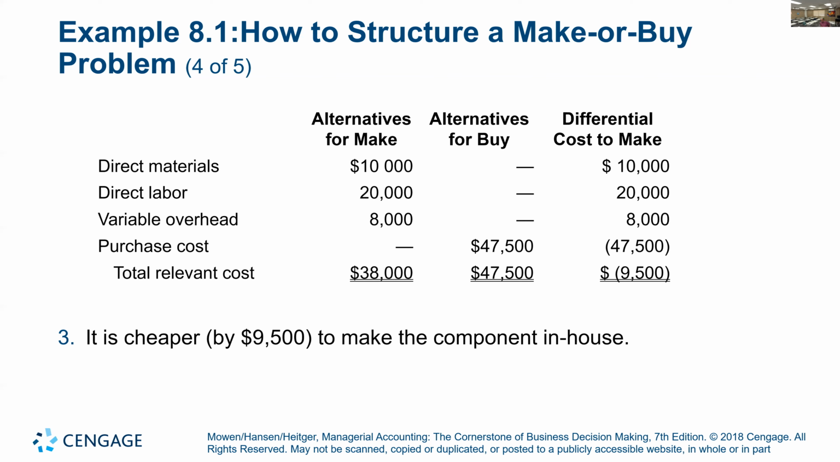So, if we were to make them, we would have a total cost of what? $38,000. $10,000 in direct material, $20,000 in direct labor, $8,000 in direct overhead. Remember the overhead is irrelevant, so we're excluding it. If we were to buy it, we'd have to purchase 10,000 of them at $475 each, or $47,500. So as you can see here, our differential cost is going to cost us $9,500 more if we were to buy them. That's kind of how to read this chart.